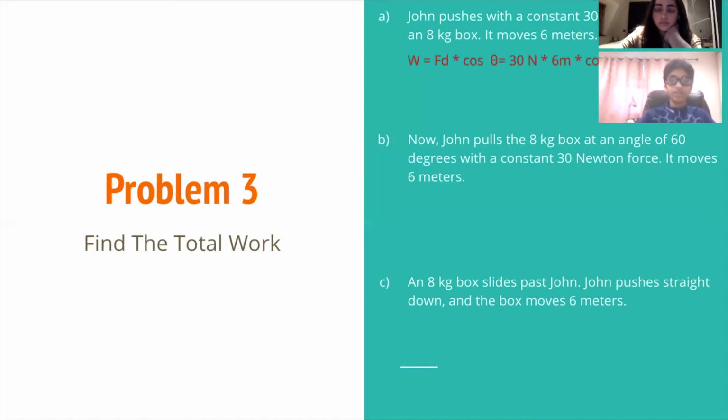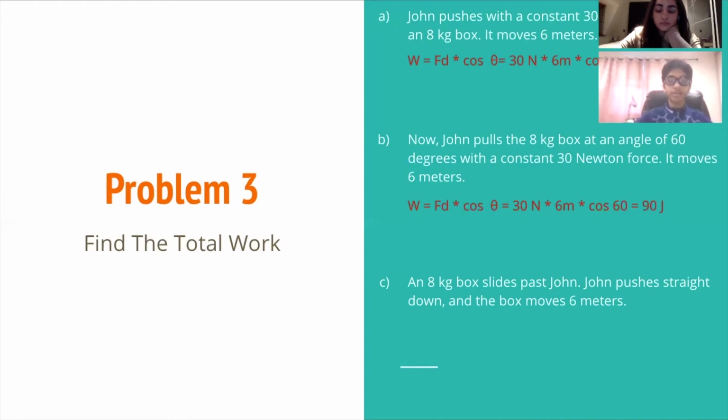For part B, we have John pulling the 8 kilogram box at an angle of 60 degrees. So you can imagine he has a rope and he's pulling it up at an angle. Again, he uses 30 Newton force and it moves 6 meters again, but we want to find the work he applies this time. So work is equal to force times displacement times cosine theta. The only thing that changes this time is that cosine theta becomes cosine 60 since he's pulling at an angle of 60 degrees. So if we do the calculations, you should get 90 joules.